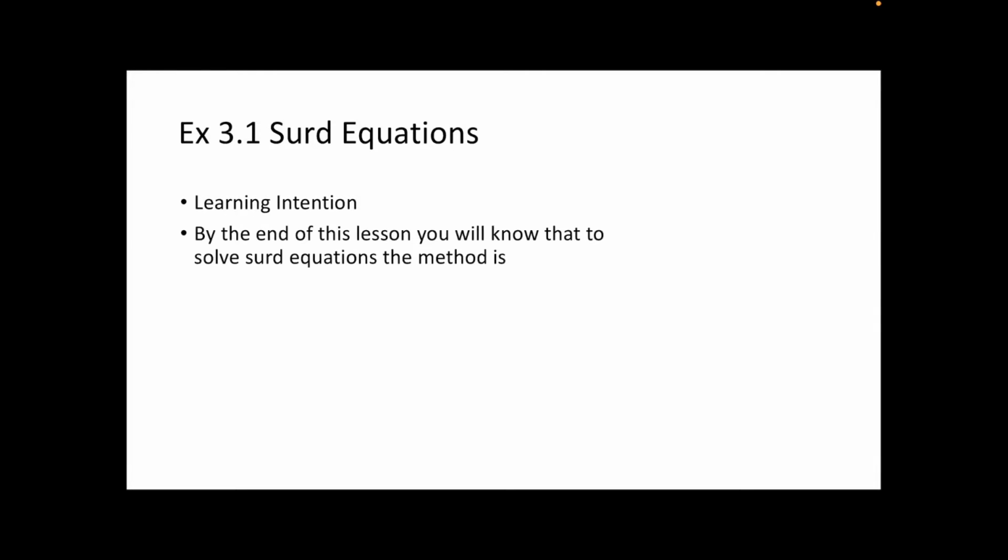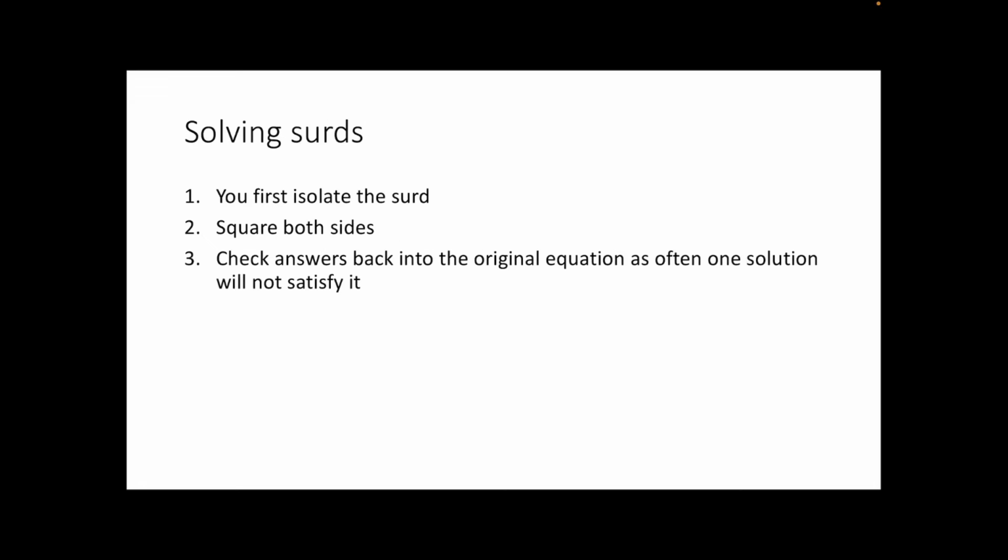Hi guys, today we're looking at exercise 3.1 surd equations. By the end of this lesson, you will know that to solve a surd equation, the method is: isolate the surd, square both sides, and check your answers back into the original equation, as often one solution will not satisfy it.